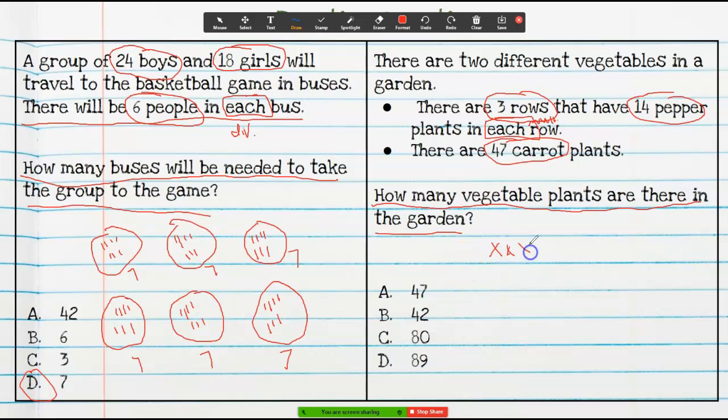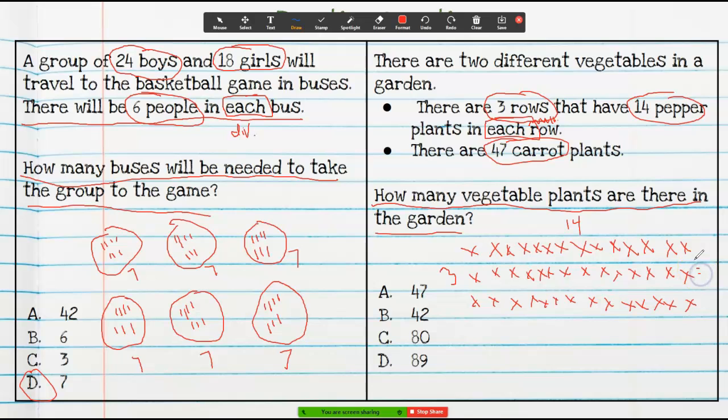1, 2, 3, 4, 5, 6, 7, 8, 9, 10, 11, 12, 13, 14. And I have that 3 times. Remember, when you see rows and columns, it's most likely going to be an array. On your piece of paper, you should be drawing this also and showing your work. Okay, so I have a 3 by 14 array.